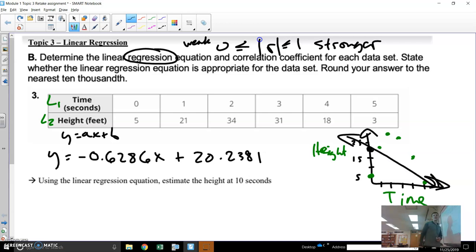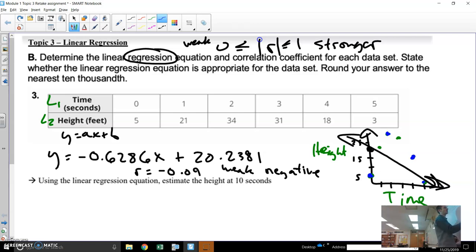And so that line that I just drew does not model those points very closely. And that's why that R value is so weak, at negative 0.09. That value is a weak negative correlation. Negative because the slope is negative. Negative 0.628 is the slope of the line of best fit. But weak because if you notice, all of these points are really far away from the line.